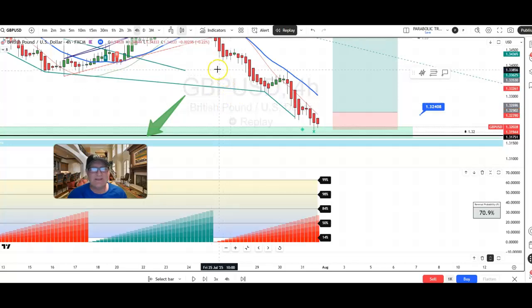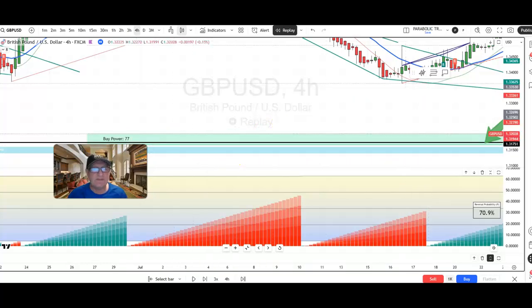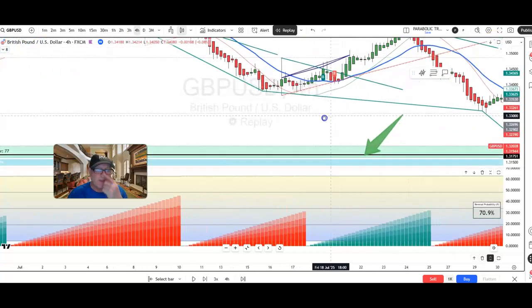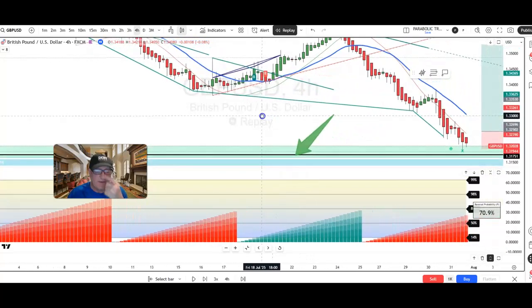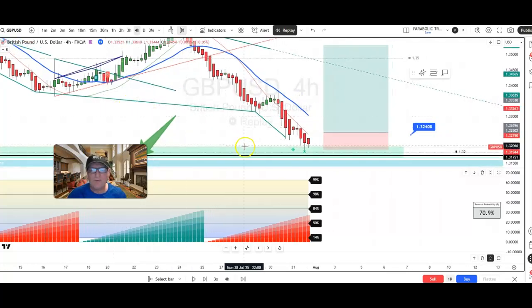So in this instance, on the pound USD, there's a 70.9% chance of the price reversing from these areas here on this tool. And there's a 77% chance of the price reversing on this very strong demand area. Okay, so understanding that before the move, you understand that there is something going on here. The price is going down, but there is something going to be happening. So let's wind forward and we can see what actually happens.